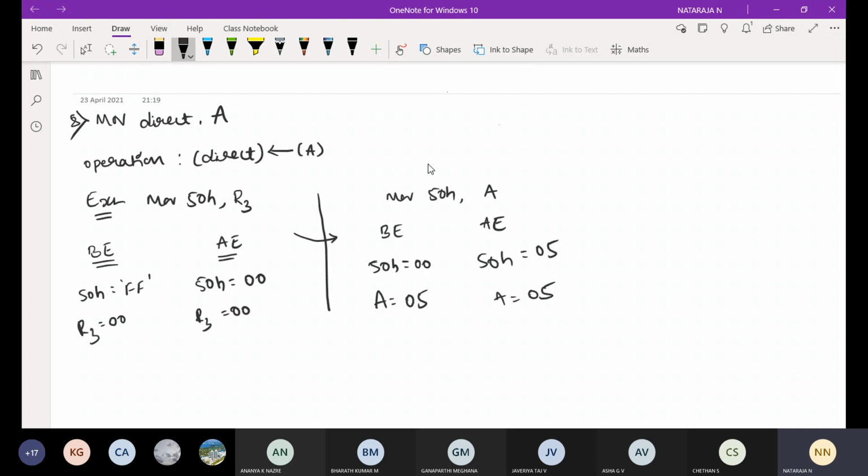Next, the same example, move 50h comma A. Consider this as the previous execution: previously 50h is equal to 00. Now we need to move A, which is equal to 05. I have taken the accumulator value 05. After execution, 50h will be loaded with 05, and the accumulator will have the same value. The copy of the accumulator will move to 50h. That is the meaning. Got everyone? Any doubts regarding this instruction? No, sir. Okay, make a note.